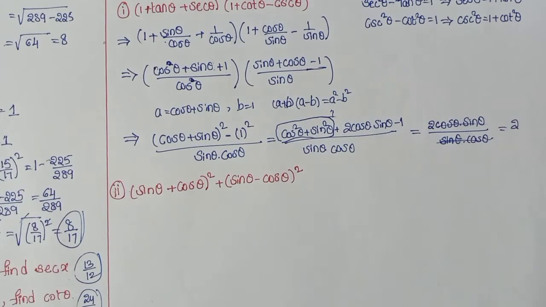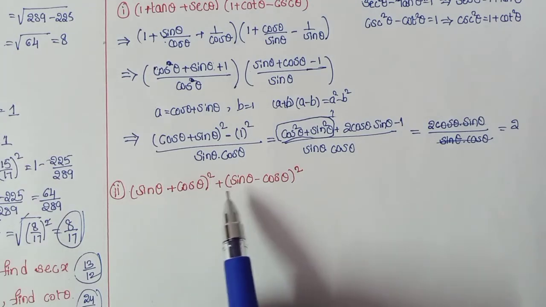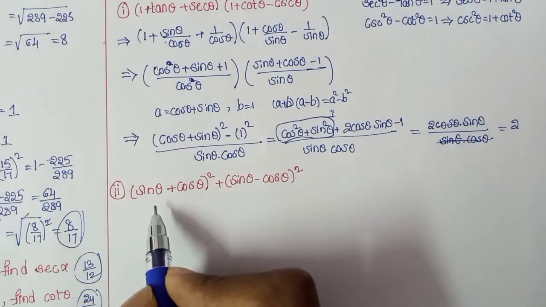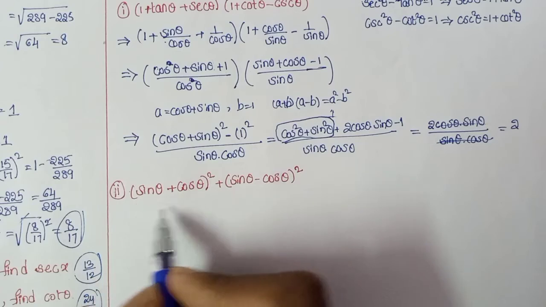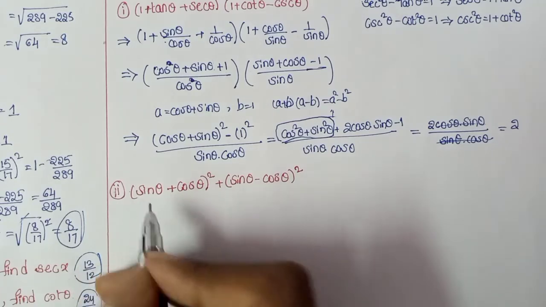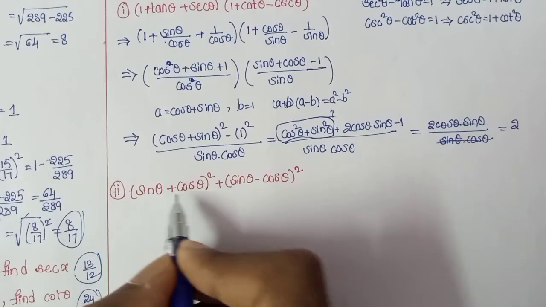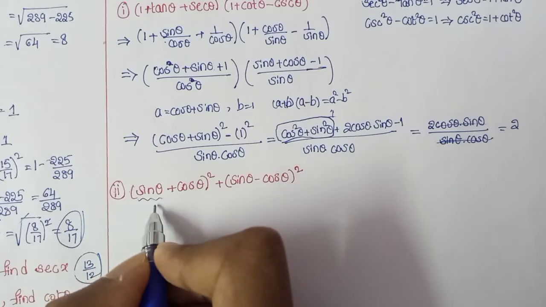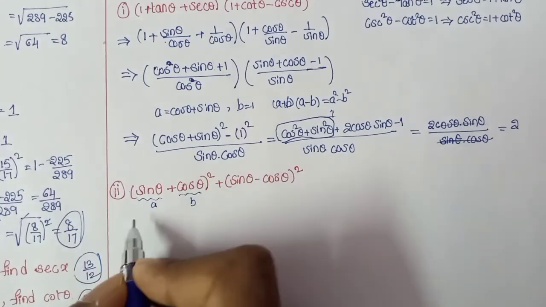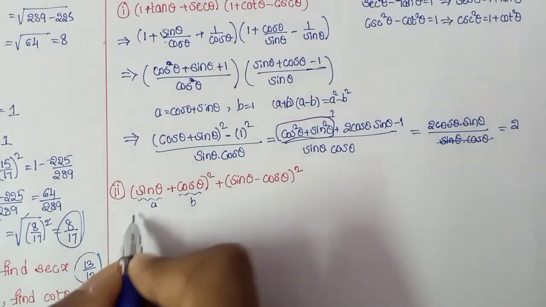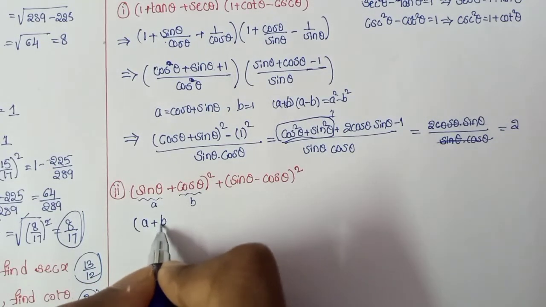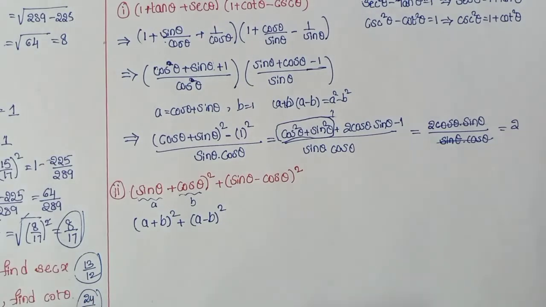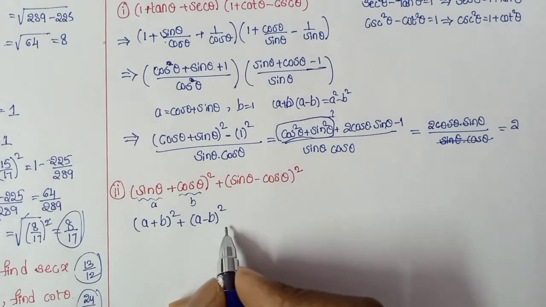The next problem is (sin theta plus cos theta) whole square plus (sin theta minus cos theta) whole square, what is it? Here you can derive it in another manner, like this. In this, sin theta plus cos theta, and here sin theta minus cos theta. You can assume sin theta as A and cos theta as B. So how can we write this equation? Here (A plus B) whole square plus (A minus B) whole square.